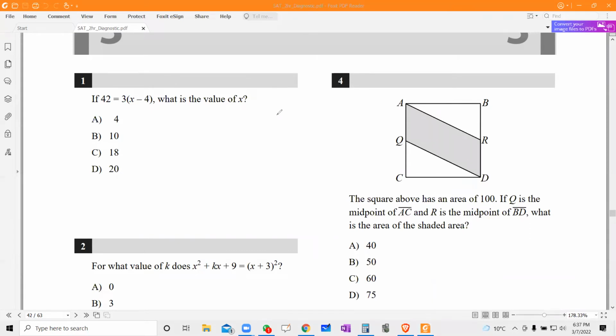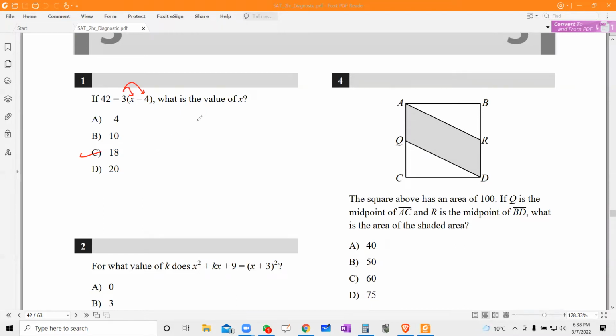Are you able to see my screen? Yeah. Okay. For question number 1, I got C. Yeah, that's correct. Did you solve it, like you multiplied 3 to x and then 3 to -4? Yeah, I didn't write anything on the paper. I solved it in my mind. Oh, beautiful. Wonderful, wonderful.